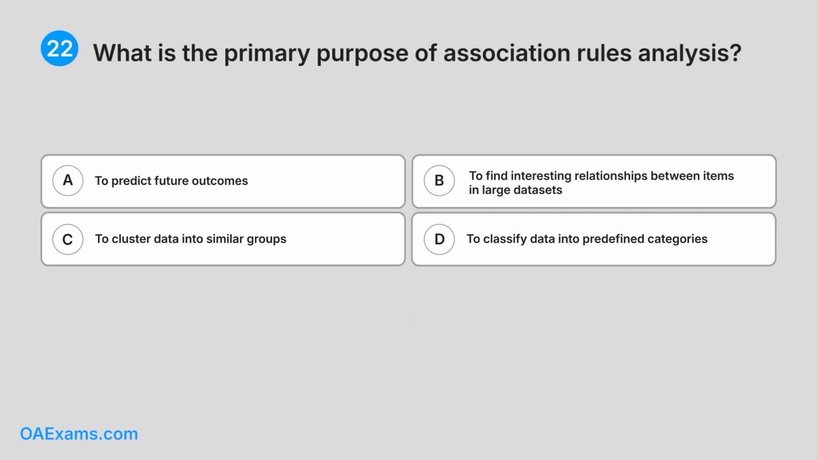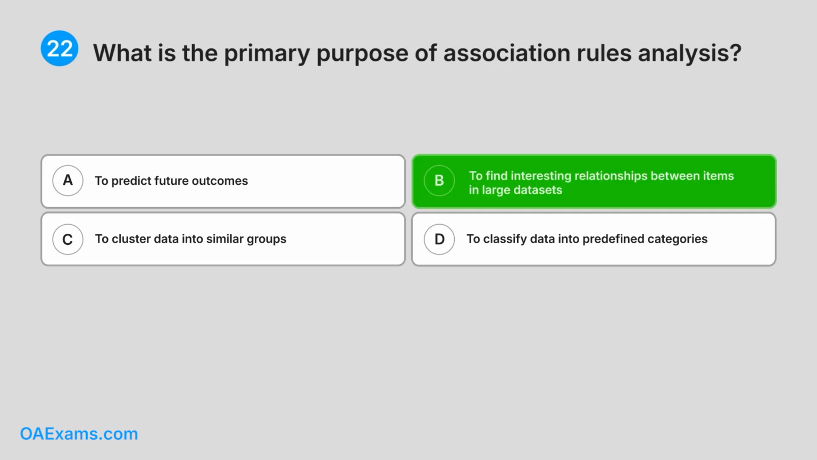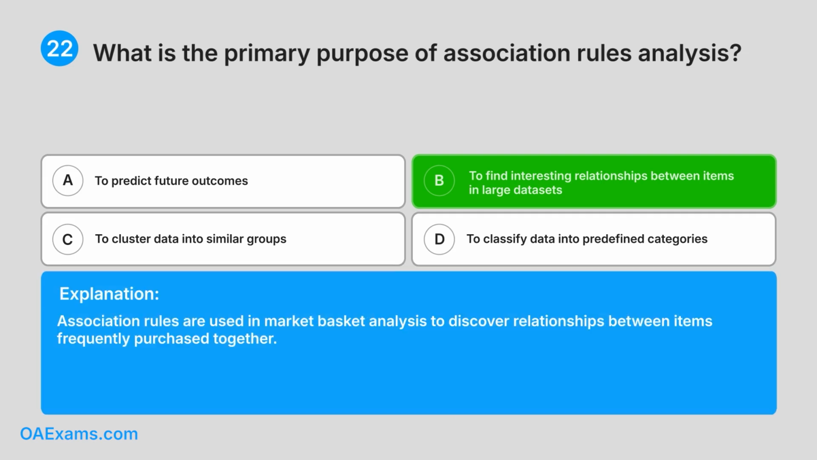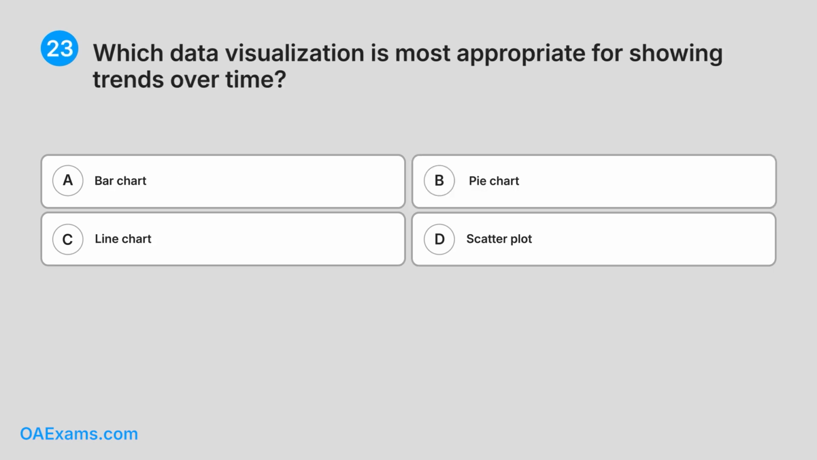Correct answer. B. To find interesting relationships between items in large datasets. Explanation. Association rules are used in market basket analysis to discover relationships between items frequently purchased together. 23. Which data visualization is most appropriate for showing trends over time?